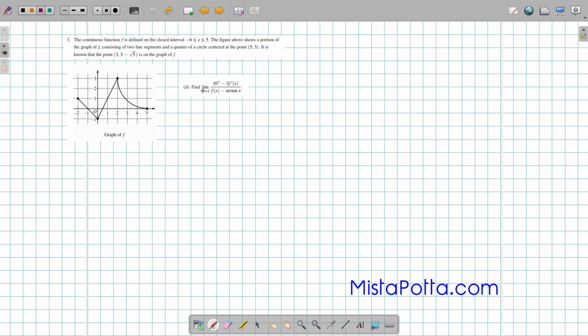Going on to part D, they want us to find the limit as x approaches 1 of, this looks horrible. And I'm thinking in my head, L'Hopital's rule, but you know what? I can only use L'Hopital's rule if this is indeterminate form. So let's evaluate at x equals 1 and see what happens. I'm going to have 10 to the first minus 3 times f prime of 1. Well, at 1, this is a line with a rise of 4 and a run of 2. So this is 4 over 2, which is 2, over f of 1.